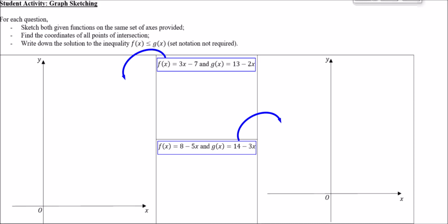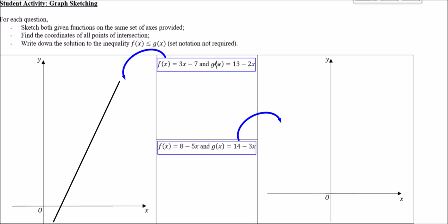So first of all, let's have a look at where we've got f(x) = 3x - 7 and g(x) = 13 - 2x. So because we're just sketching, we're not plotting as such, what we can do here is just think about whereabouts this would intersect the y-axis. Well, this is going to be intersecting at -7, so down here somewhere. It's going to have a positive gradient of 3. So this one's going to sort of be coming up like this somehow.